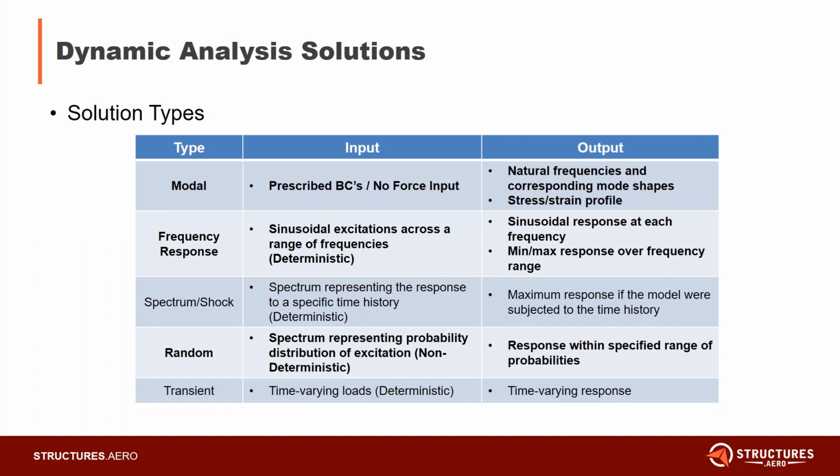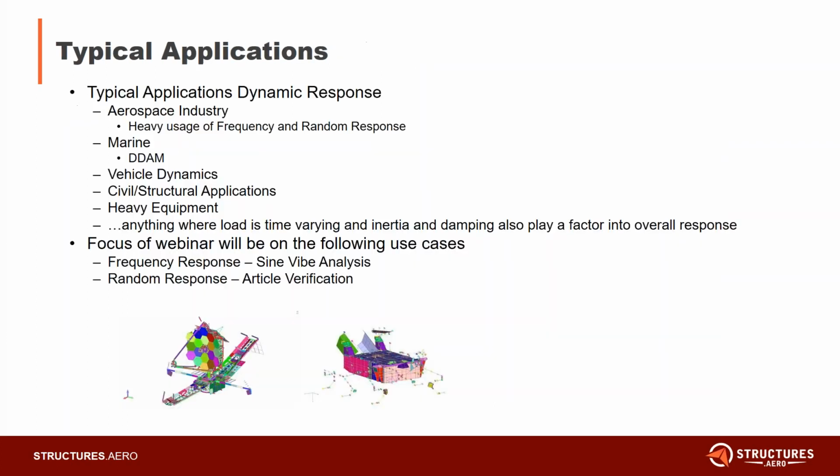Finally, there's a transient response. This is a direct time history where instead of basing your results off a frequency range, you're actually looking at it versus time.